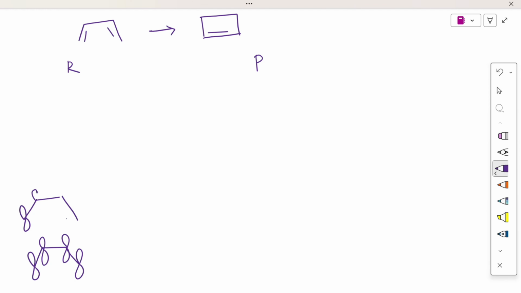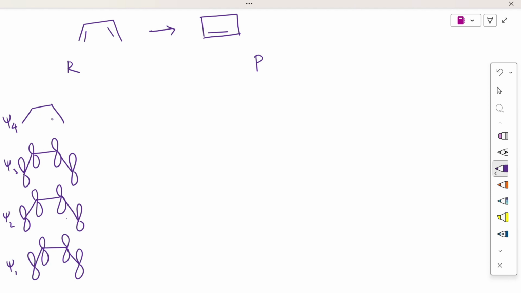So let us draw the orbitals Xi1, Xi2, Xi3, Xi4. Since I have 2 pi bonds, I'll be having 4 p orbitals involved. Therefore, I'll be having 4 molecular orbitals. So the number of atomic orbitals will combine to give you that many molecular orbitals. Okay, so the lowest one will have 0 nodes. You'll be having no nodes, so all the Xi function will be shaded on the same side.